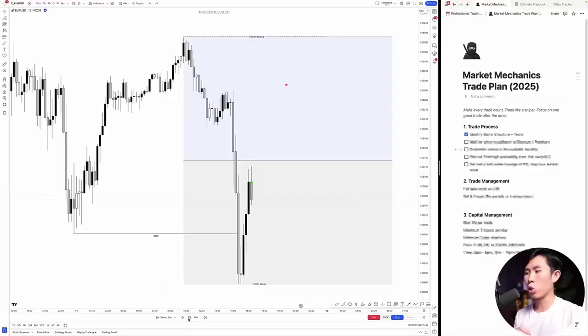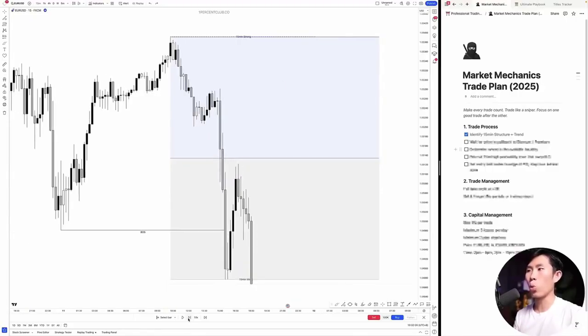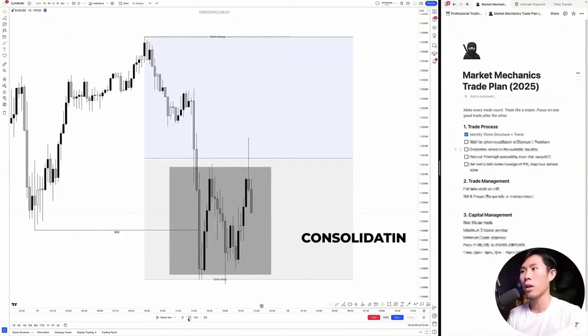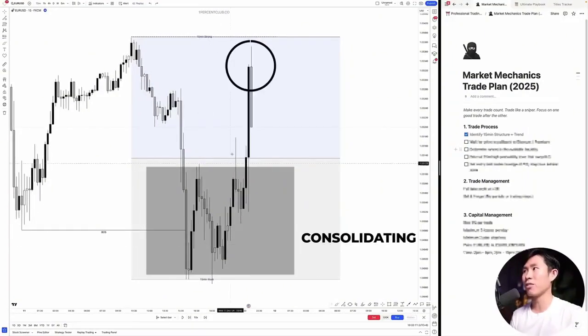So at this point of time, we are still waiting to see what price does. We are still waiting for price to pull back to the premium pricing. You can see price just consolidating right here, and eventually it starts making that massive pullback into the premium pricing. Okay, so we check off the second box right here.